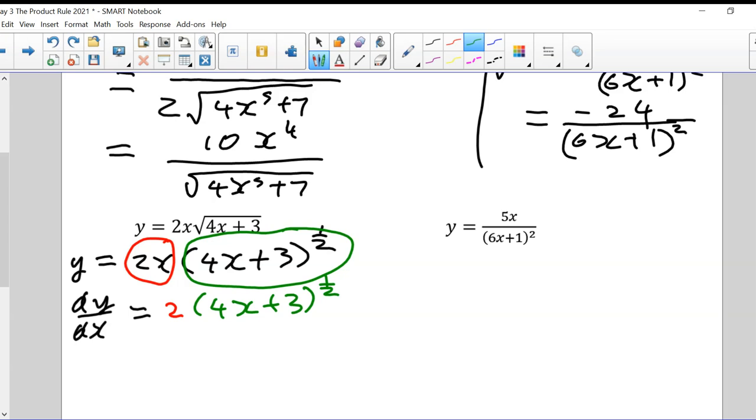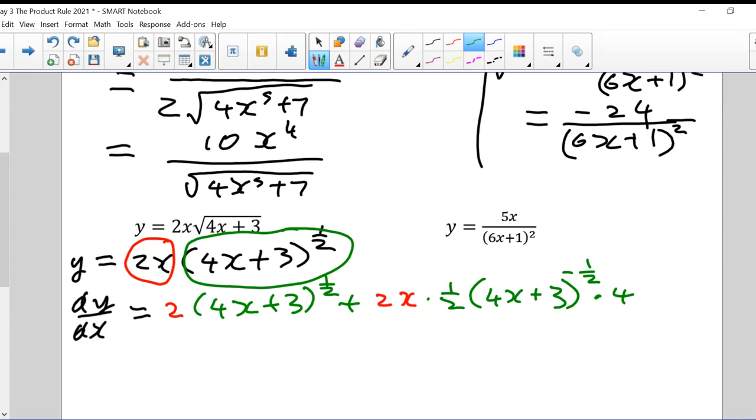That did not change. But plus, I'm now going to first of all put back the first function as 2x. I'm not deriving it this time. I'm going to derive the second function. And the second function derived would be a half 4x plus 3 to the minus a half times the derivative of the inside function, which is 4. Whoa, that's a lot of stuff to work through there.